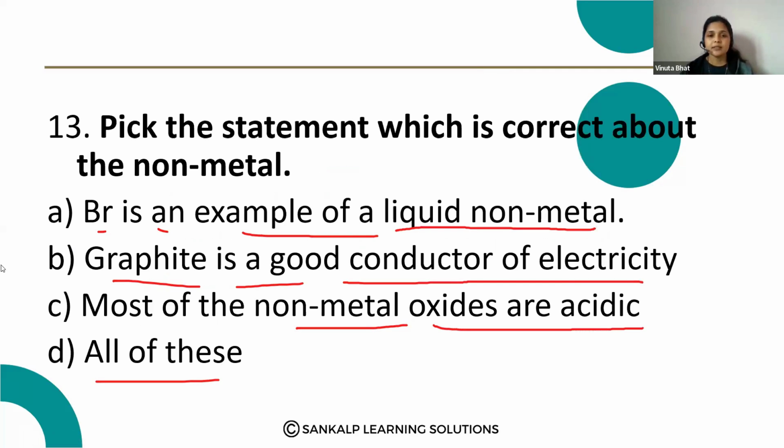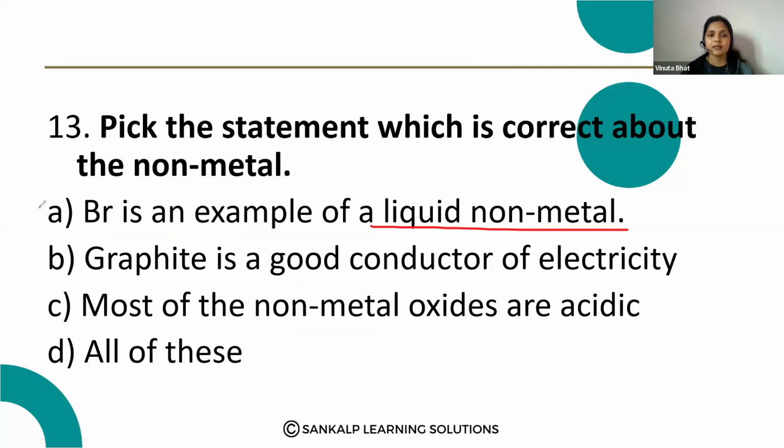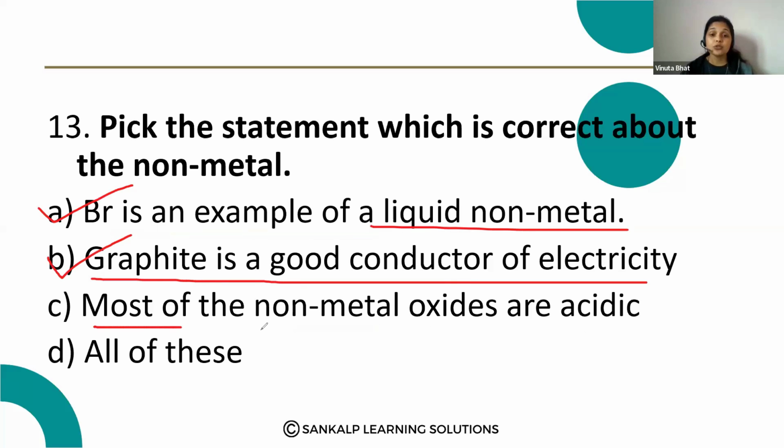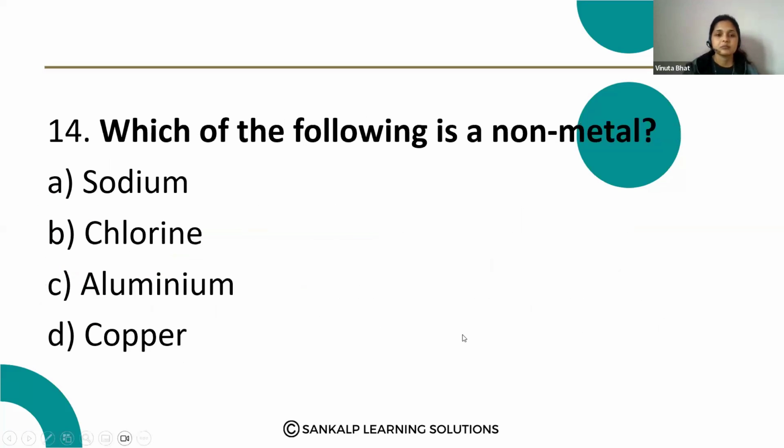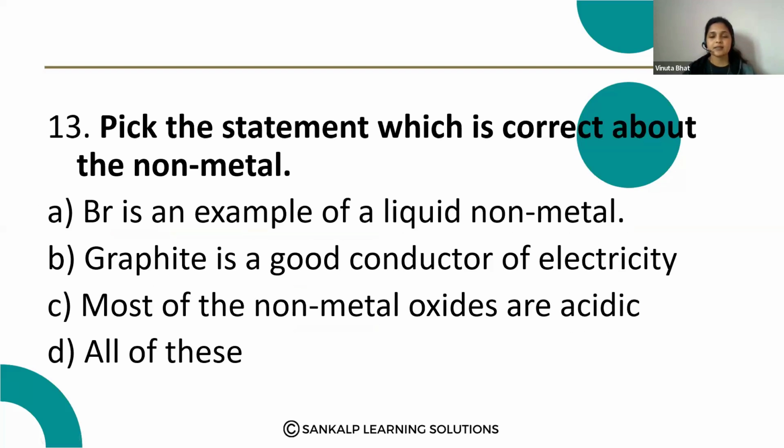Bromine is an example of a liquid non-metal. Yes, that is correct. Graphite is a good conductor of electricity. Yes, that sentence is also correct. Most of the non-metal oxides are acidic. So that is also correct. Option D, all of these, is the correct answer.